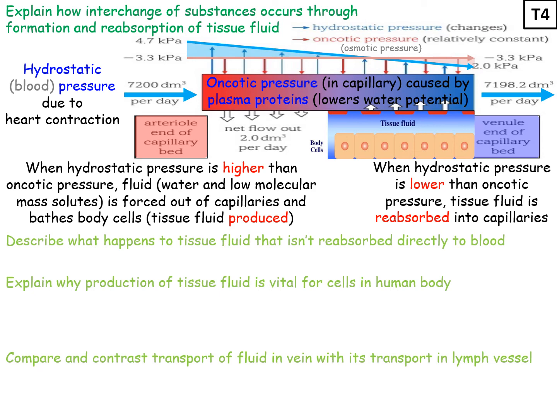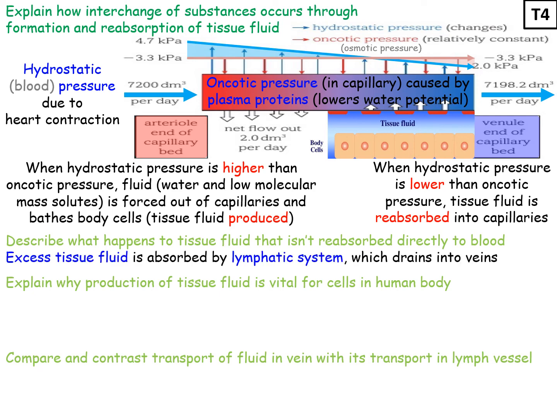Describe what happens to tissue fluid that isn't reabsorbed directly to blood. Approximately 90% of the tissue fluid gets reabsorbed back into the capillaries. However, for the 10% that isn't reabsorbed directly to blood, the excess tissue fluid is absorbed by the lymphatic system, which then drains into the veins later on.